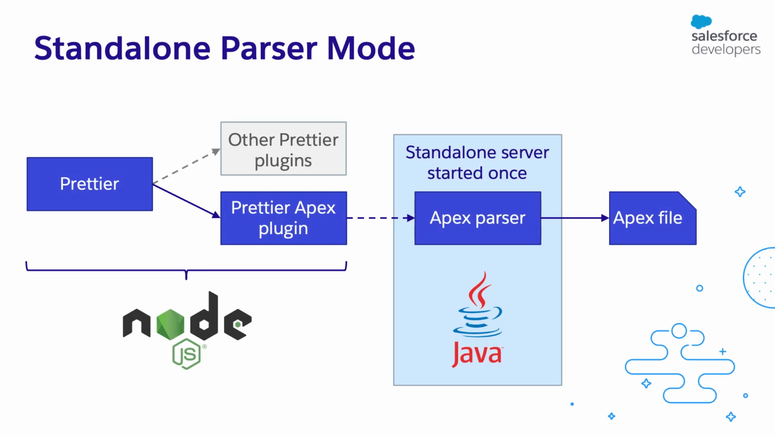The answer is to start a standalone parser. And so we'll have roughly the same configuration, except that we'll have a server running, which is called the standalone parser server, and it only starts once. And after that, the Prettier Apex plugin will interrogate it to read the different Apex files. And this will lead to much faster operation. Let's see it in action now.